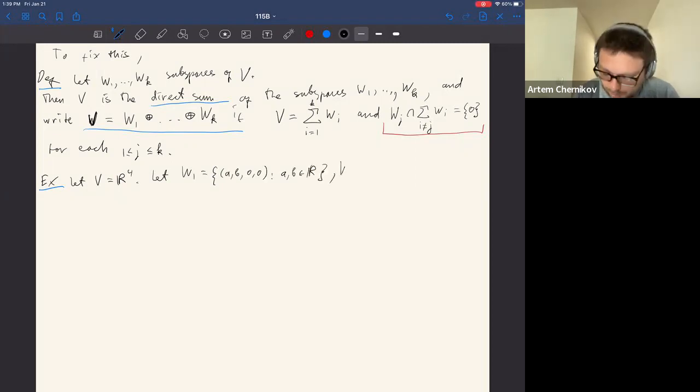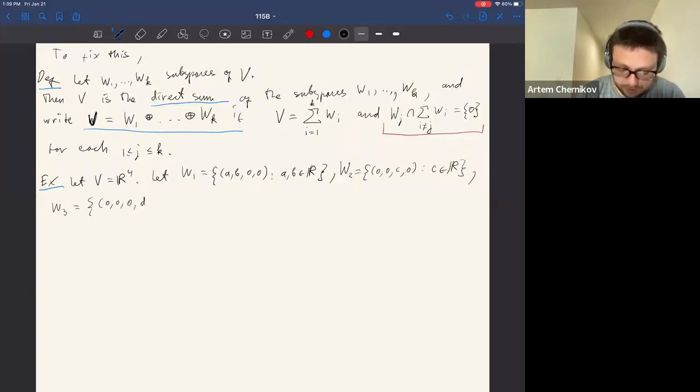We can take W2 to be given by (0, 0, C, 0), where C is any real number. Okay, so this gives us the Z-axis. And we can take W3 to be (0, 0, 0, D), D in R. So this gives us the fourth axis of our four-dimensional space.